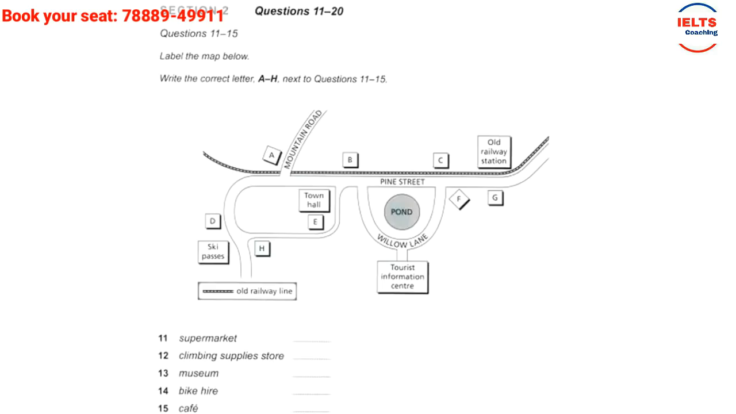We have to locate 5 different things: supermarket, climbing supply stores, museum, bike hire, and a cafe.